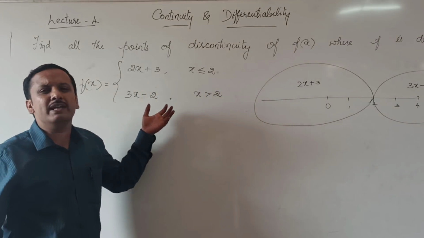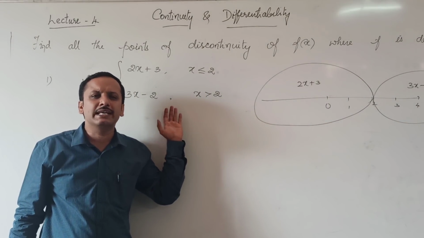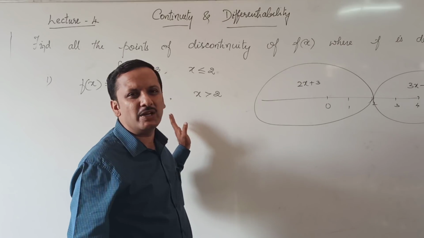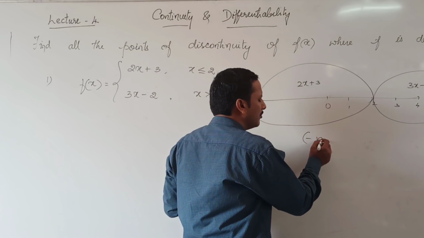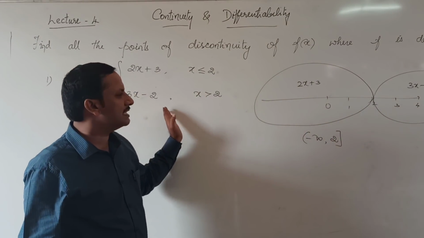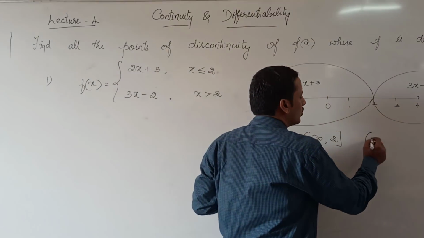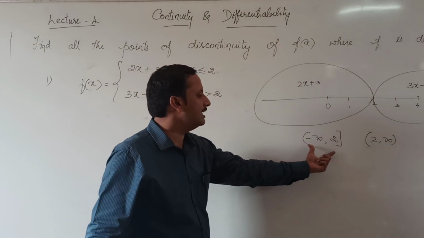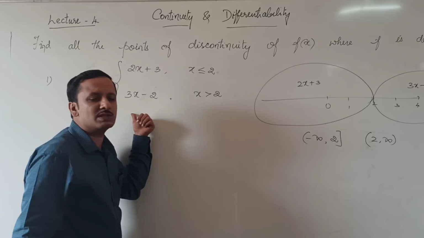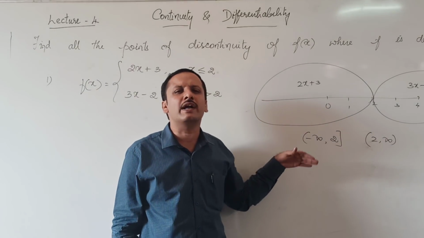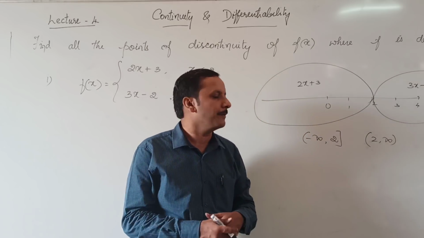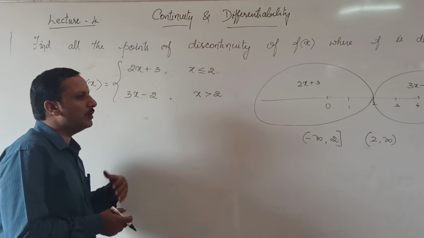Okay. What is the domain of this function? Domain of this function is the set of all real numbers. See, when x is less than or equal to 2, I mean the interval minus infinity to 2, including 2. And when x is greater than 2, its meaning is 2 to infinity. So, in this interval, the function is defined as 2x plus 3, and in this interval, the function is defined as 3x minus 2, which means this function is defined everywhere. That means defined at each and every real point. Okay. So now, we need to find out where it is discontinuous.